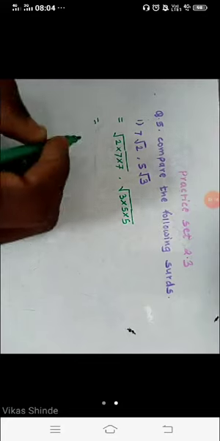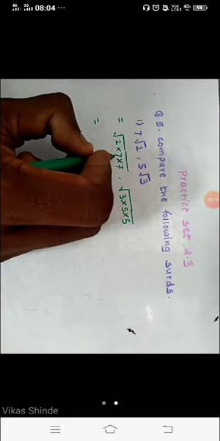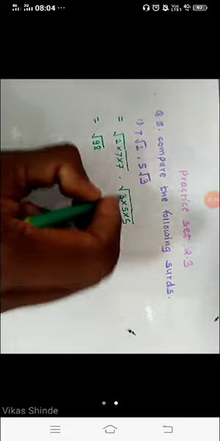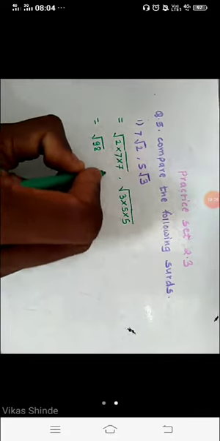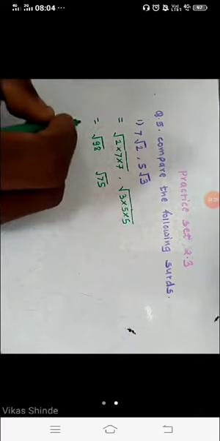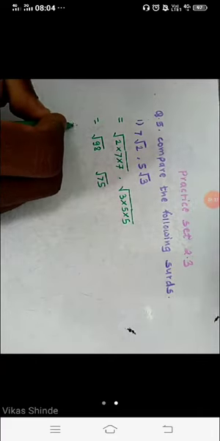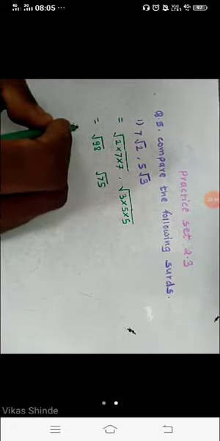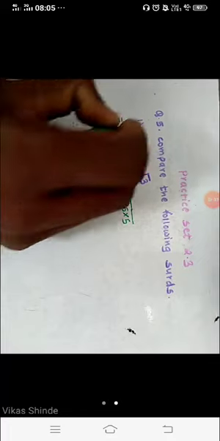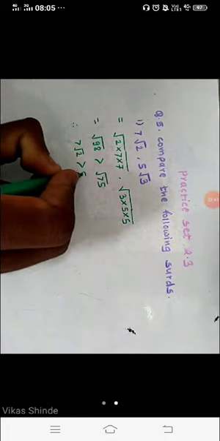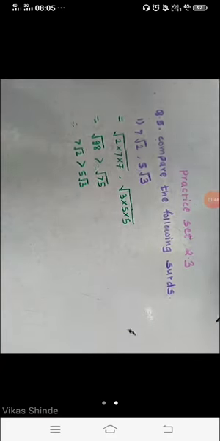Now, student, 7 7s are 49, 49 into 2 becomes 98. Here 5 5s are 25, 25 into 3 is 75. Look here now, the first one is greater. So therefore we have to write that the first one is greater: 7 under root of 2 is greater than 5 under root of 3.